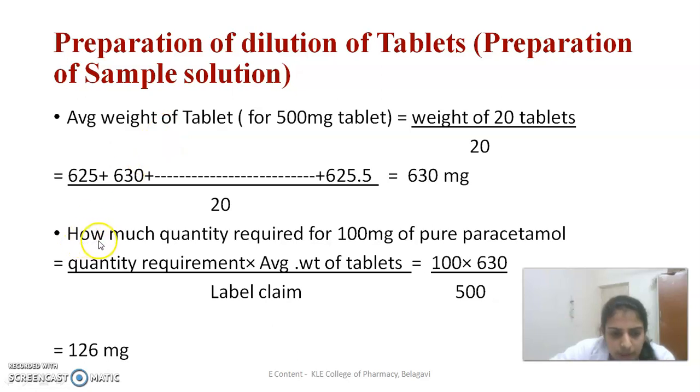So coming to the calculation next, how much quantity is required for 100 mg pure paracetamol powder. For this, the formula is quantity requirement into average weight divided by the label claim. Quantity requirement is 100 mg, as we know, 100 mg pure paracetamol we are calculating. Average weight of the tablet is 630 mg and label claim is 500 mg paracetamol. So by calculating this, we got 126 mg.